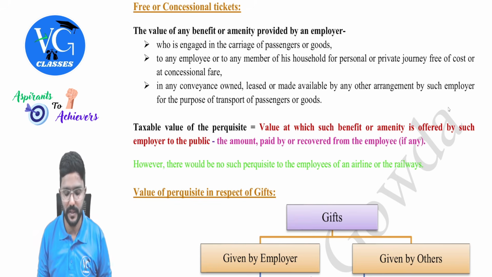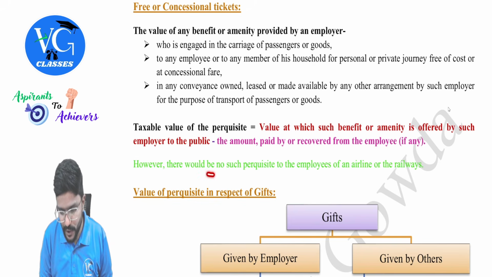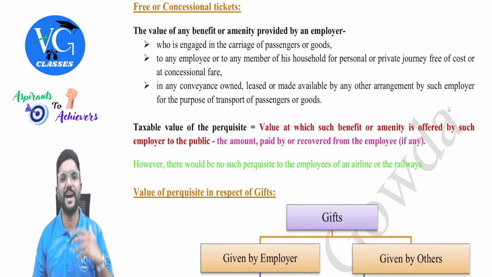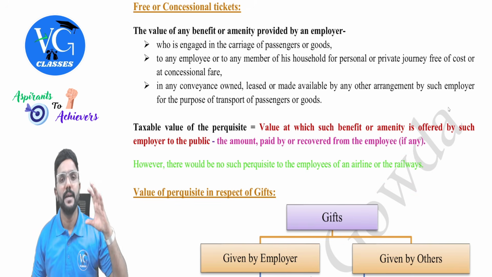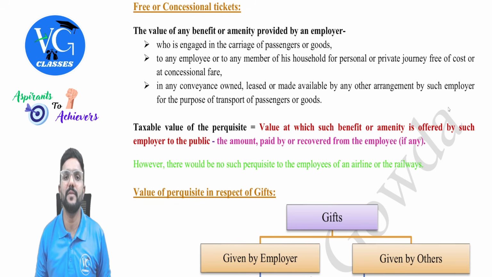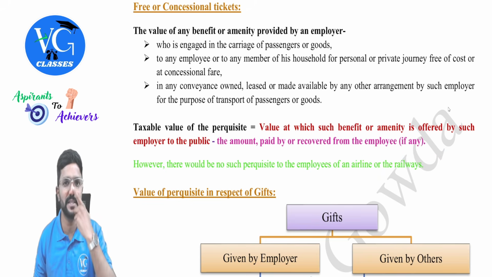Got it? However, there would be no such perquisite for the employees of an airline or railways. So assume I am working as an employee of Indigo, where they have provided free transportation facility for me or any of my family members. Nothing will be taxable for me. Even for the employees of Indian Railways. Actually, Indian Railways provides such benefit. Whoever is an employee of Indian Railways, they provide free transportation along with their family members. So in such a case, nothing is taxable as perquisite for them, guys.